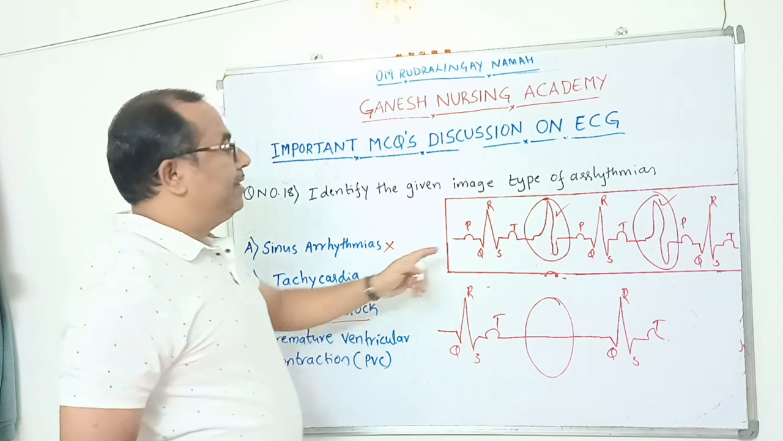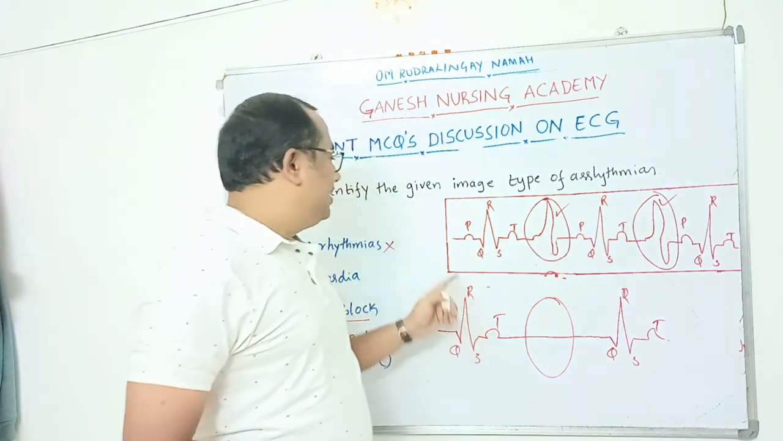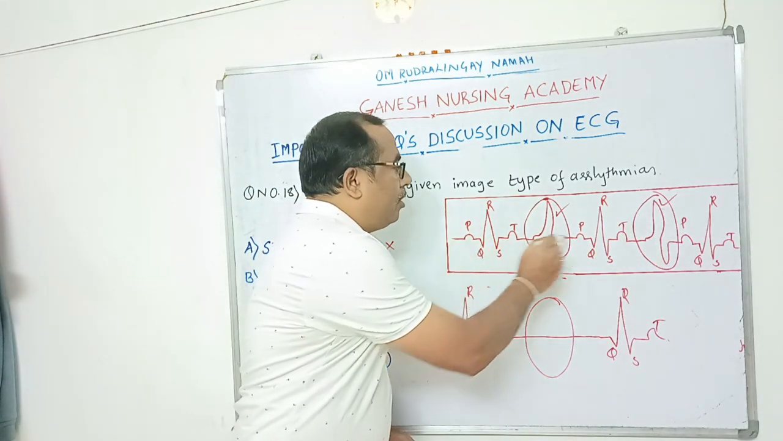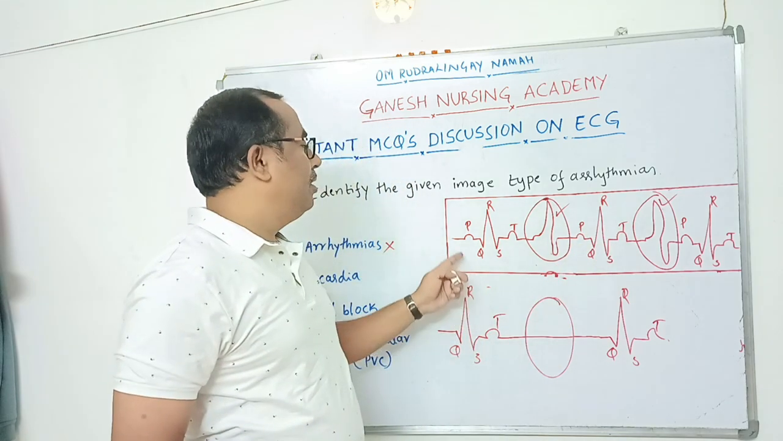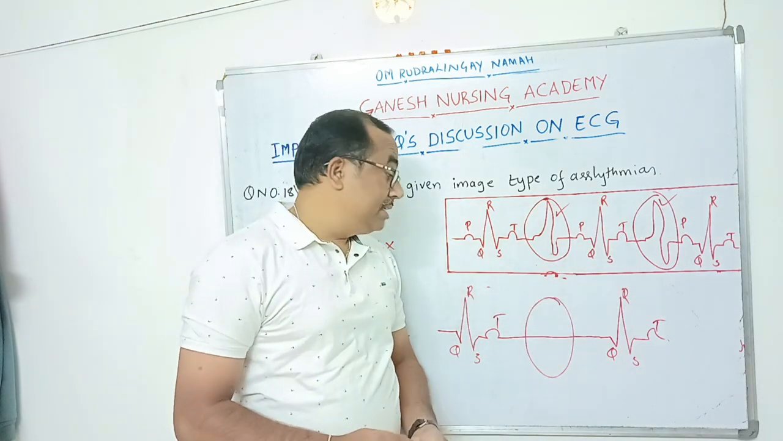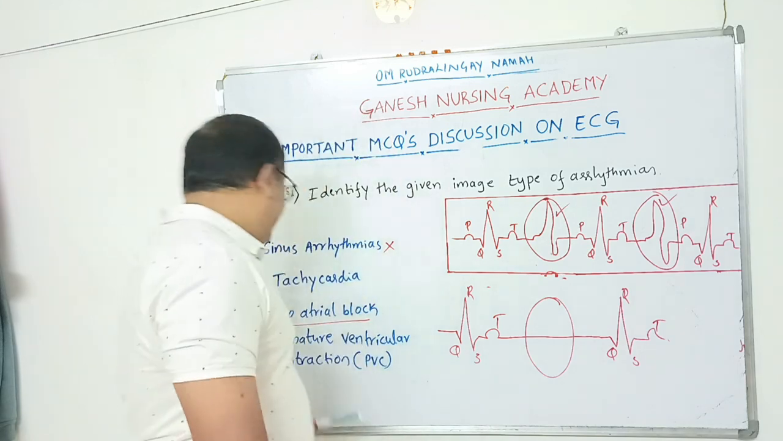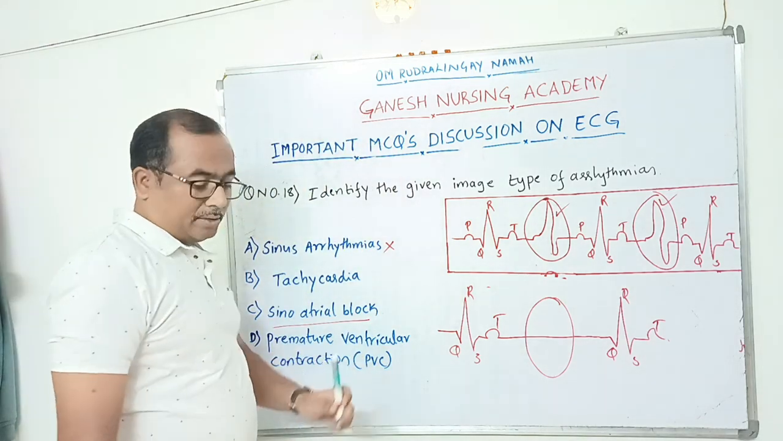So when you see this image, you will see there is a presence of P wave all over the ECG pattern and there is no absence of a P wave. So this is a clear indication that this image is not a sinoatrial block.